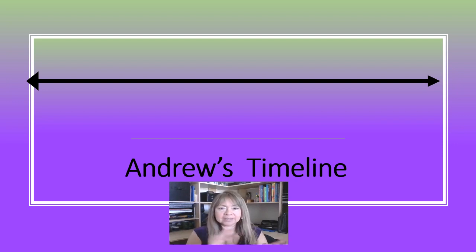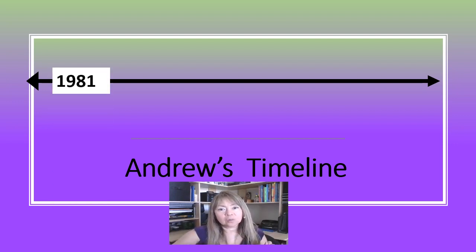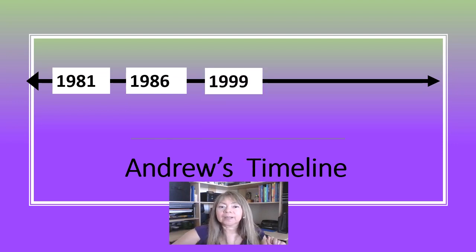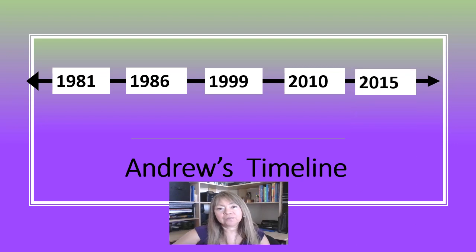You can't place the days in any order. It has to be in a specific order. And the first one was 1981. The second one was 1986. 1999, 2010, and 2015. It's like when you place numbers on the number line. Start with 0 and end in 100 and so on.